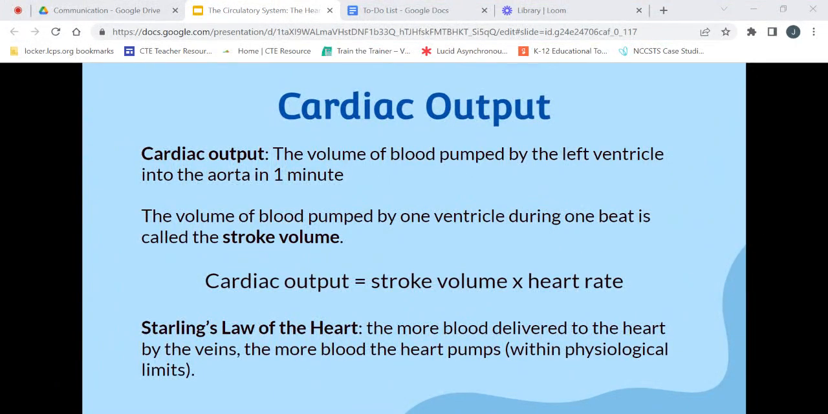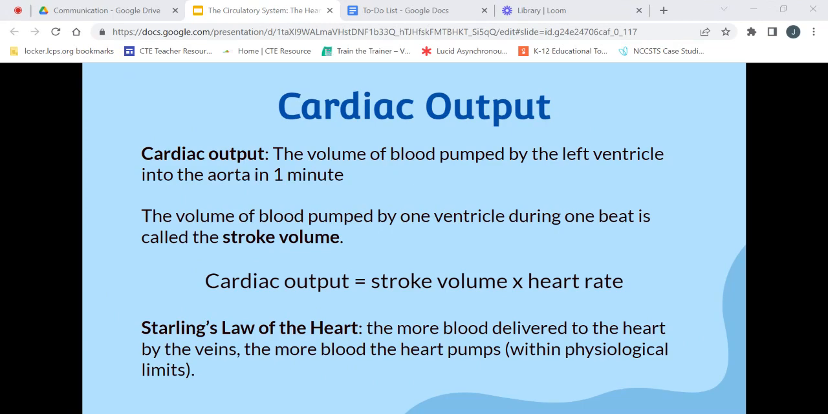Cardiac output is the volume of blood pumped by the left ventricle into the aorta in 1 minute. The volume of blood pumped by one ventricle during one beat is called the stroke volume. Heart rate is the number of ventricular contractions per minute. So if you needed to find the cardiac output, you would take the stroke volume and multiply it by the heart rate.